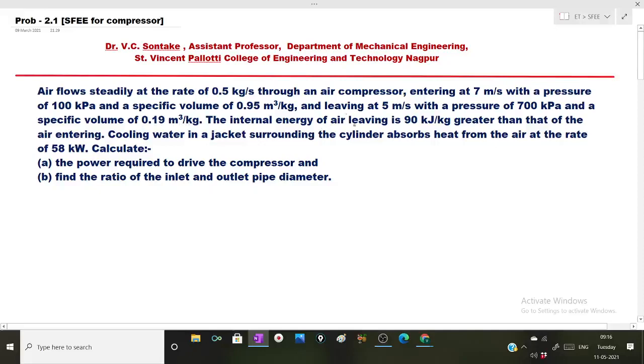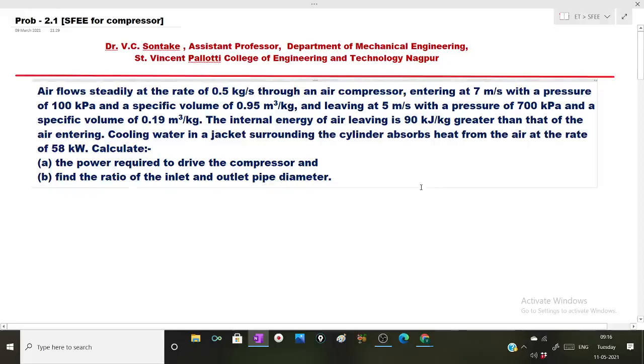The internal energy of air leaving is 90 kilojoule per kg greater than that of the entering air. Cooling water in a jacket surrounding the cylinder absorbs heat from the air at the rate of 58 kilowatt. Calculate A, the power required to drive the compressor, and B, find the ratio of the inlet and outlet pipe diameter.